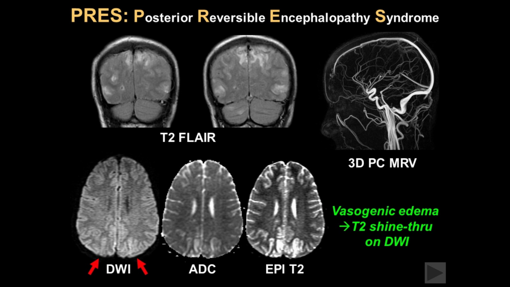This is an example of PRES, as we just talked about, with characteristic predominantly parietal, but also occipital and other areas in some cases, vasogenic edema following seizures. And again, you'll want to go to the chart and sort out what is their predisposing feature, whether it's chemotherapy, anti-rejection medications, or the like.